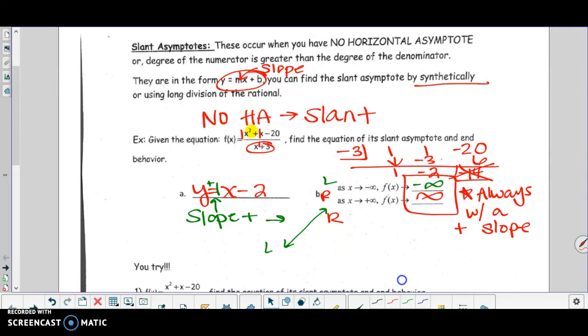So what do you think will change if I have a negative slope? They're just going to do what? Flip, right? The left side's then going to be going up forever, and the right side's going to be going down. So you have to find your asymptote first before you can find your end behavior.